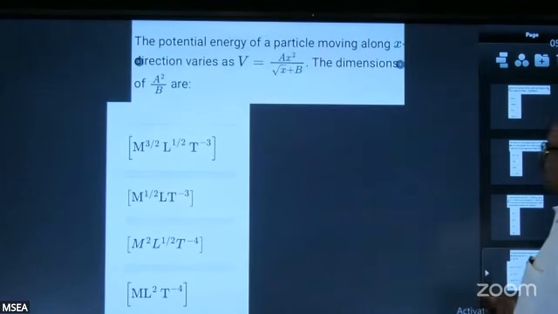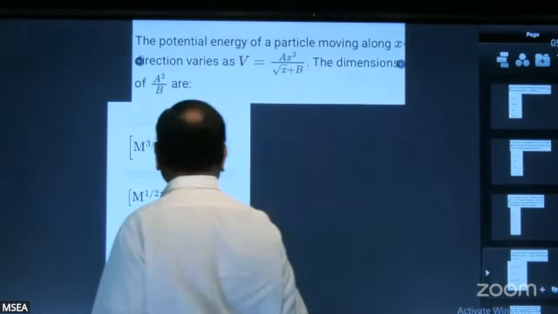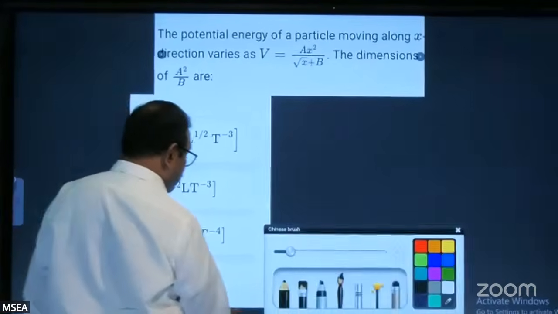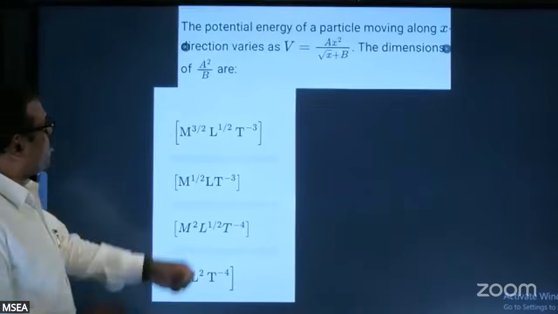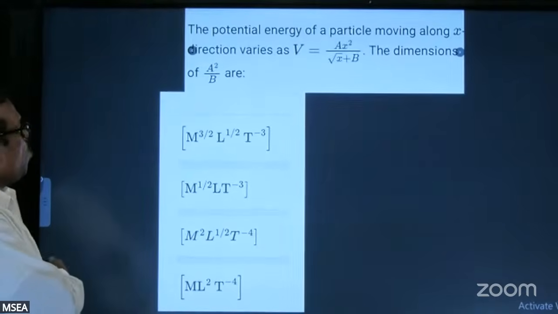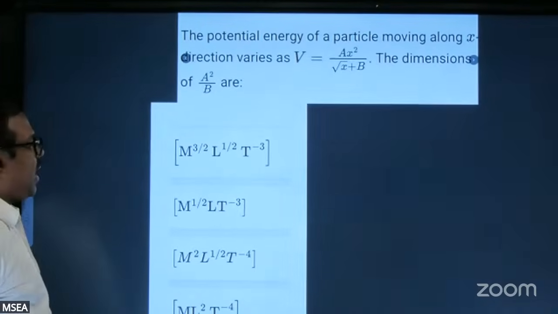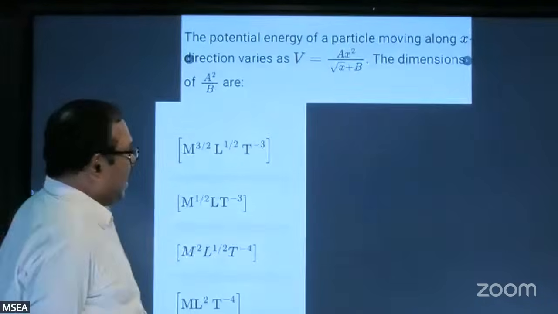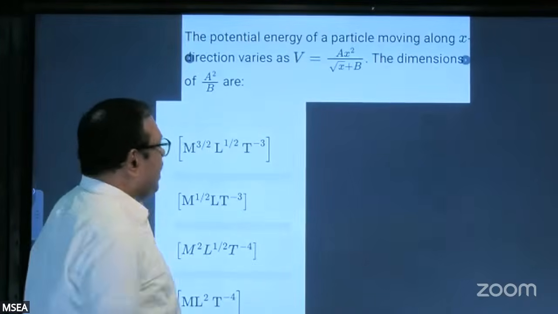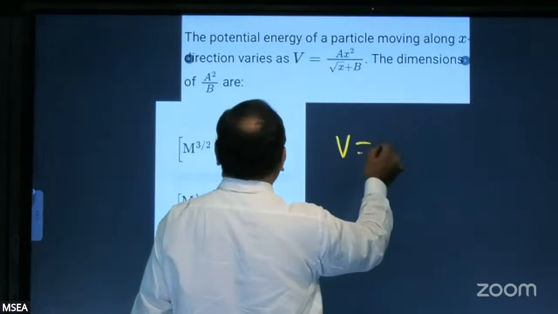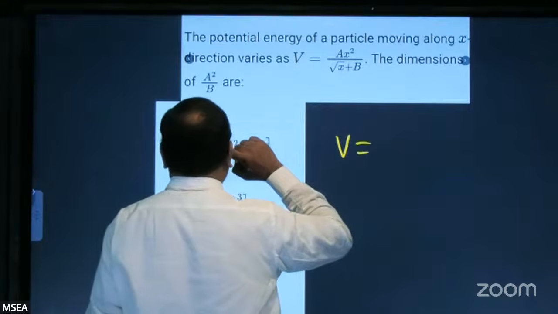Even this, also according to the principle of homogeneity, we can say, right? Let us see. The potential energy of a particle moving along a direction varies as V = ax² / (√x + b). So what you have to do here: V is the potential, which is our potential energy.